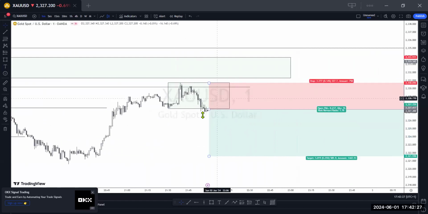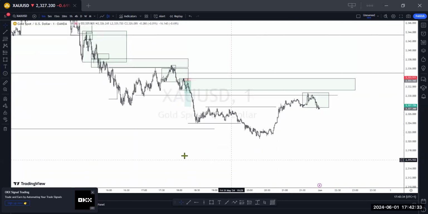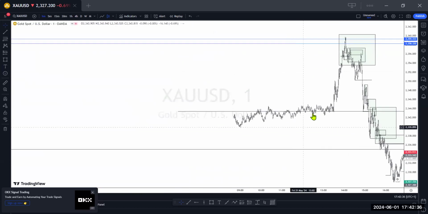So from M15, if you get an M1 MSU in this area, that confirms the trade, guys. Super confirmation. I'm not even going to lie. All right, so let's see more examples, guys.